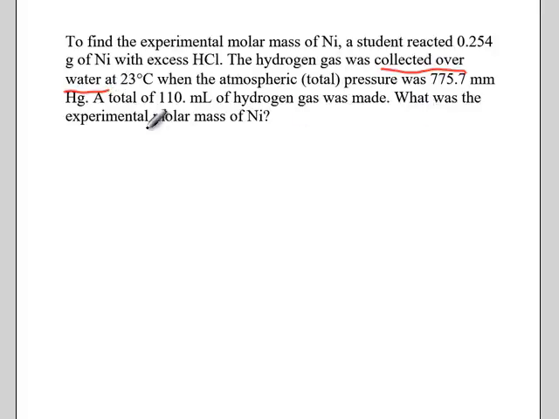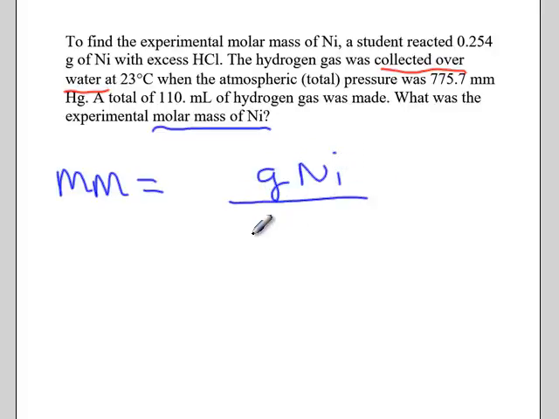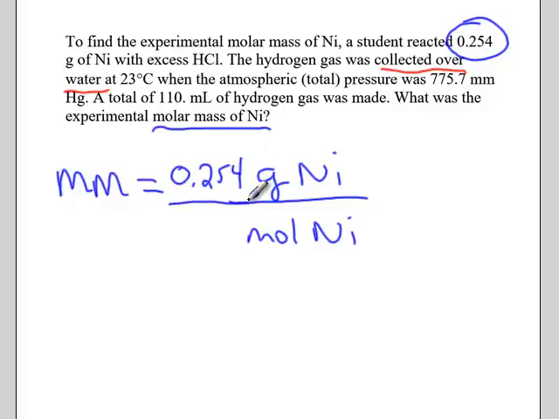And the goal is to find the molar mass of nickel. Well, we know what the molar mass is. Molar mass is grams of nickel divided by moles of nickel. And we can measure the mass of nickel in the lab. It's 0.254 grams. So we know the numerator in this problem is 0.254 grams. The work is to find the moles of nickel.